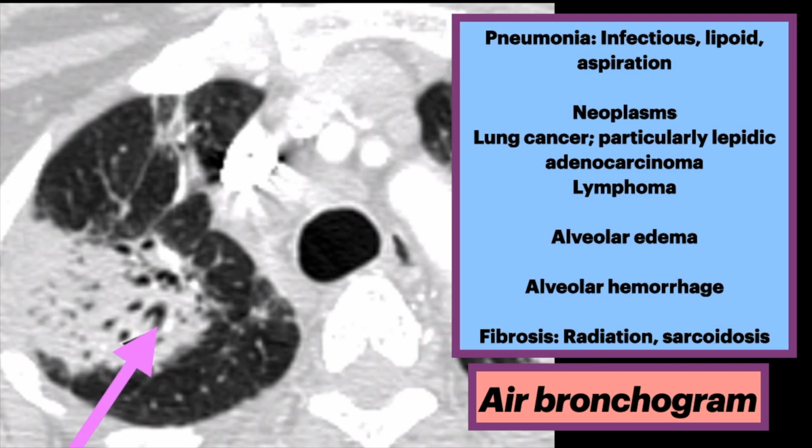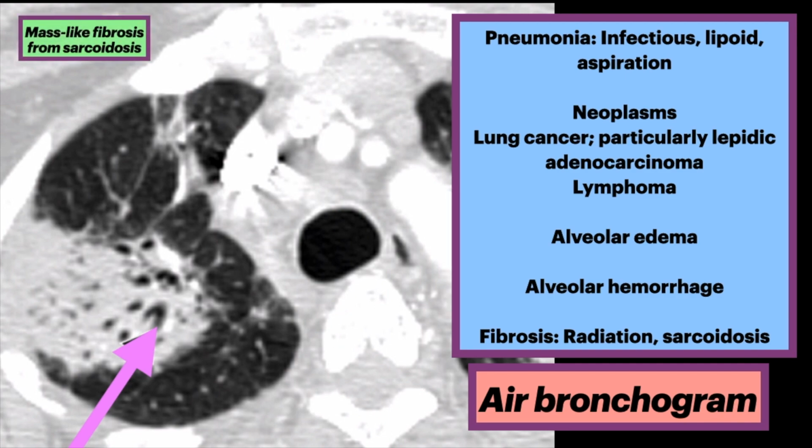Etiologies for air bronchogram include pneumonia, which is the most common, and those include infectious, lipoid, or aspiration. Be sure also to include neoplasms, lung cancer, particularly lepidic adenocarcinoma, as well as lymphoma. Again, consolidations in adults should be followed to radiographic resolution to exclude underlying malignancy. Alveolar edema, alveolar hemorrhage, and fibrosis from radiation or sarcoid can also produce air bronchograms.